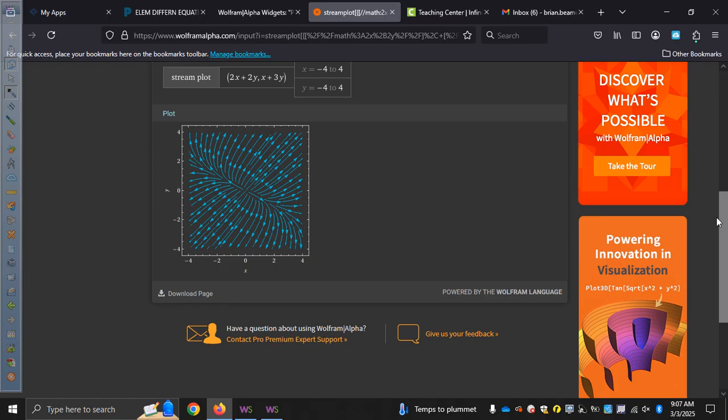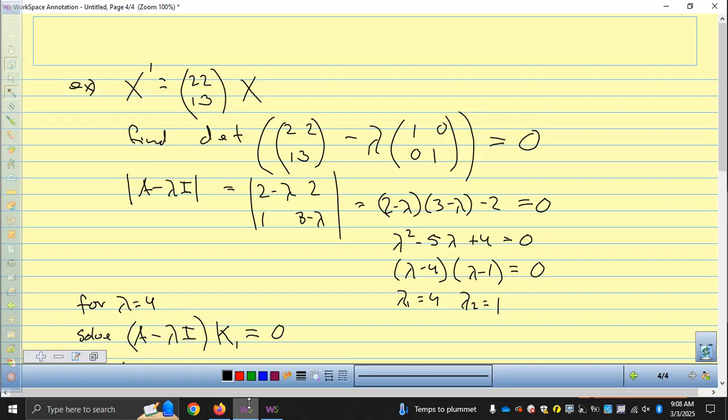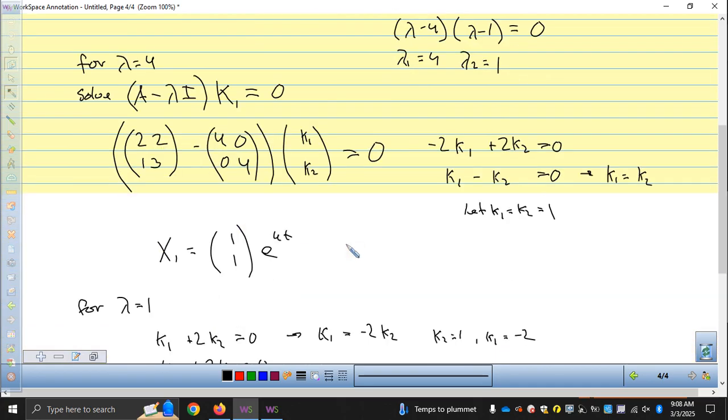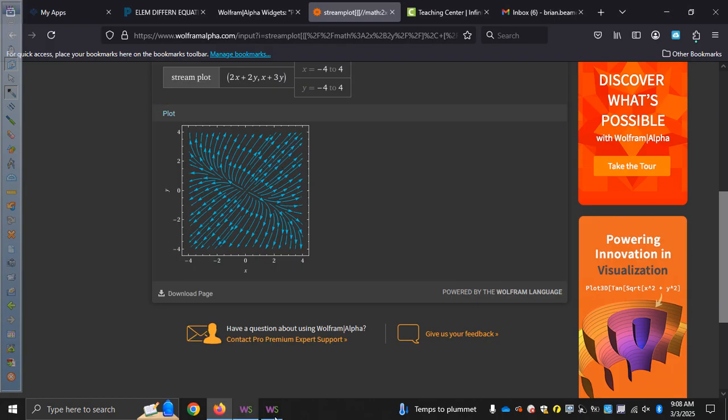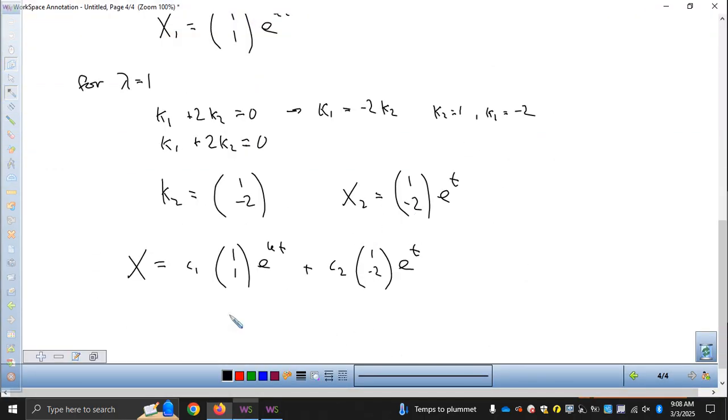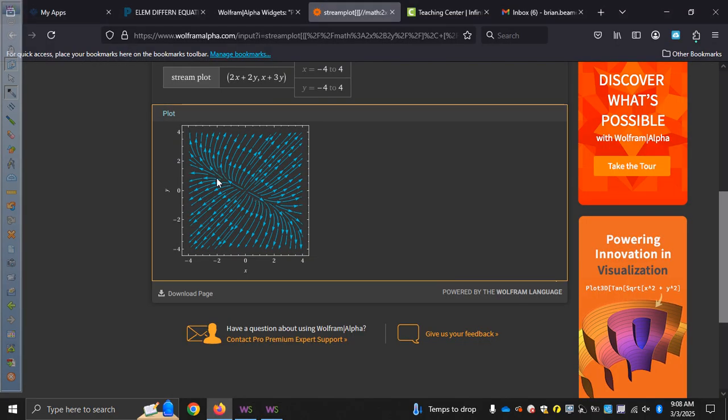And these lines through the origin correspond to our two eigenvectors. So our one eigenvector was 1, 1. So that corresponds to y equals x. And our second eigenvector was 1, negative 2. So that's x equals negative 2y, or y equals negative 1/2 x. So that corresponds to this one. And actually, we kind of get 4 half lines because this goes this way and that way, same there.